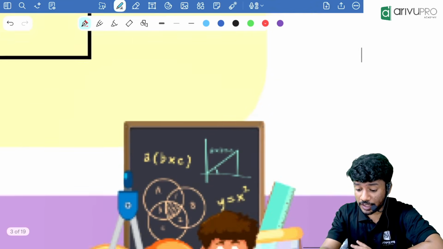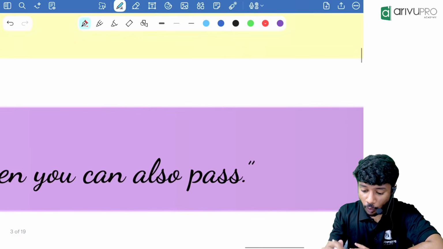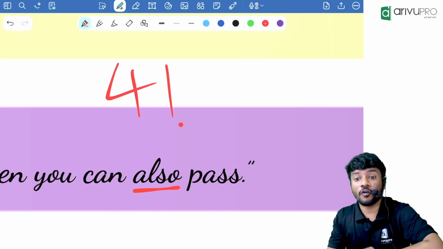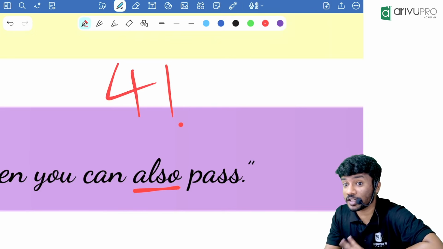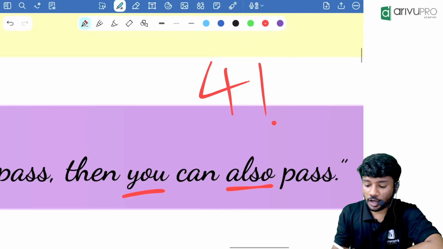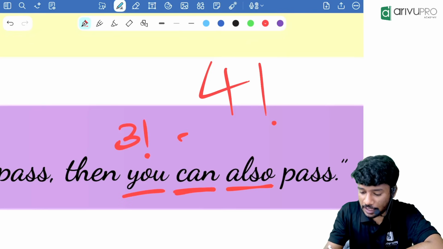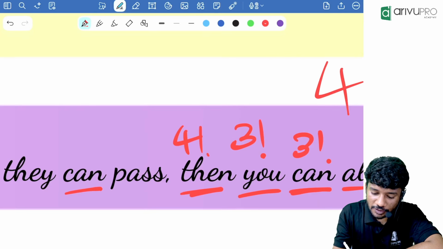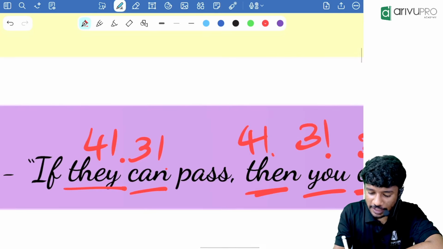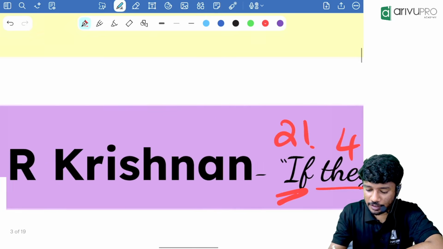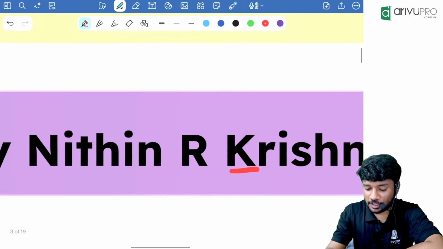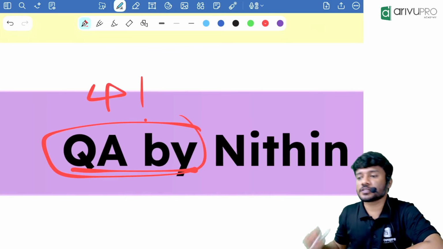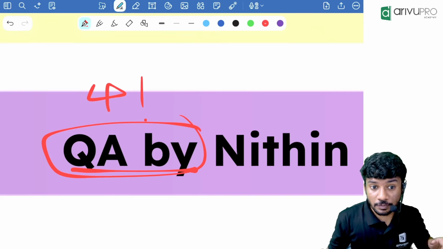For example, I am taking the word ALSO. How many letters are there? 4. That means 4 factorial. 4 factorial number of words can be formed using the letters of the word ALSO. YOU. How many can? 3 factorial. CAN. 3 factorial. Then 4 factorial. THEY. 4 factorial. IF. 2 factorial. Then, here any repetition is there? Repetition is there. I'll come back to that. Here also repetition is there. Here, how many letters? 4 letters. 4 factorial. Are you getting the point, people?